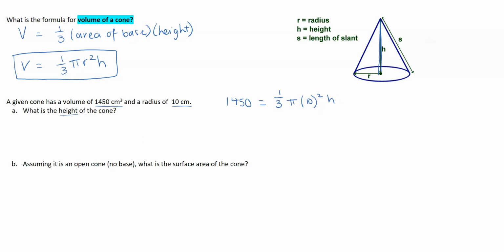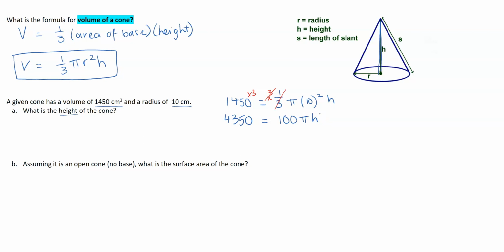So we need to use a little bit of algebra here. So first thing I'm going to do is, I hate working with fractions, so I'm going to get rid of that fraction, and I'm going to multiply both sides by 3. So times that side by 3 and times that side by 3. That's going to cancel out the 1/3 for me. So on the left hand side, I've got 4,350. And that's going to be equal to pi times 10 squared. Now 10 squared I know is 100. So I'm going to just write that as 100 pi times h.